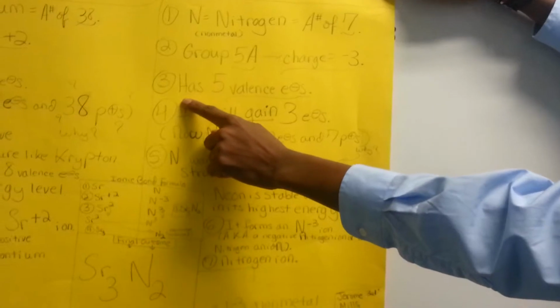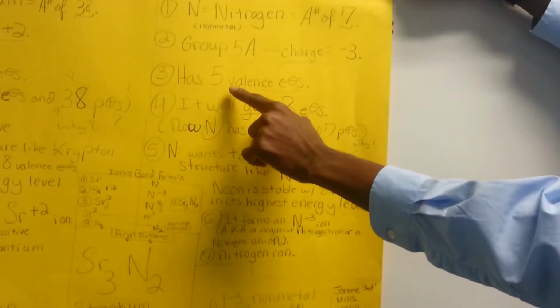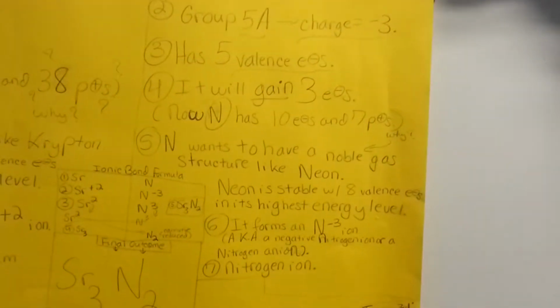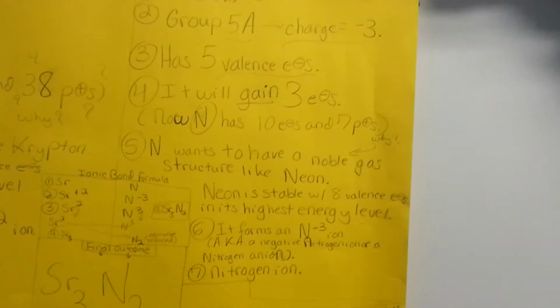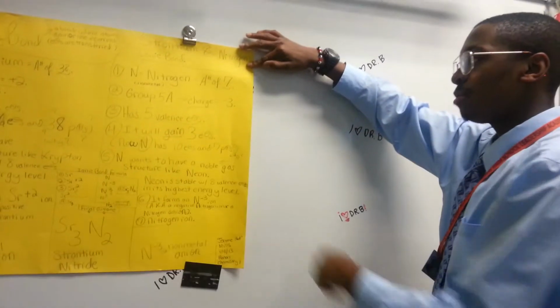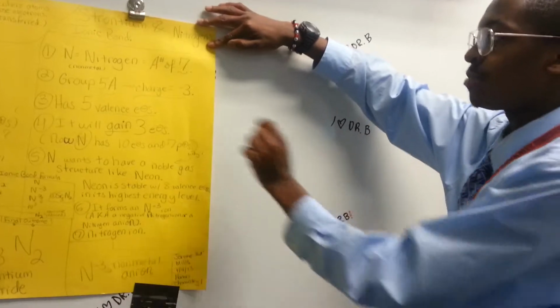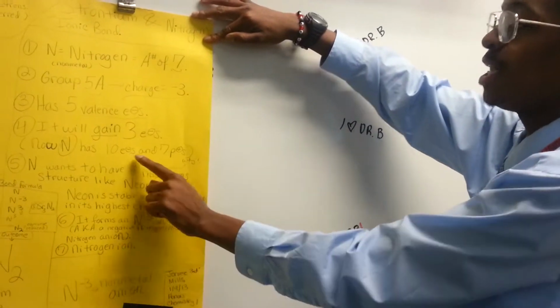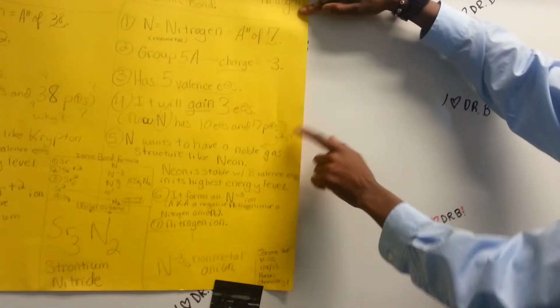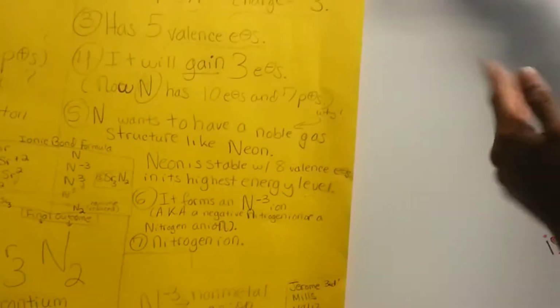Step 3. Nitrogen has 5 valence electrons. Step 4. It will gain 3 electrons. Now nitrogen has 10 electrons and 7 protons. That's why the charge is negative, because the electrons outweigh the protons by 3. Why is that? Why does nitrogen do this?